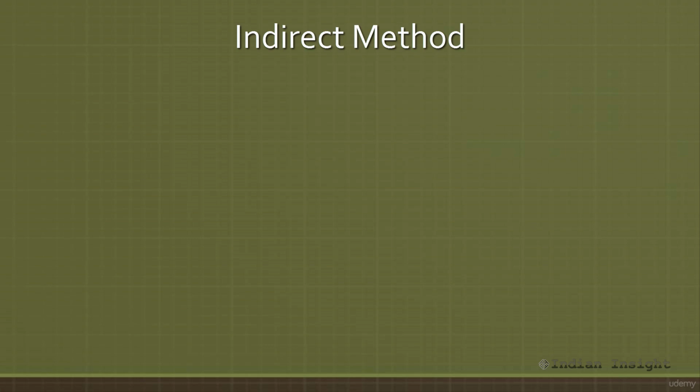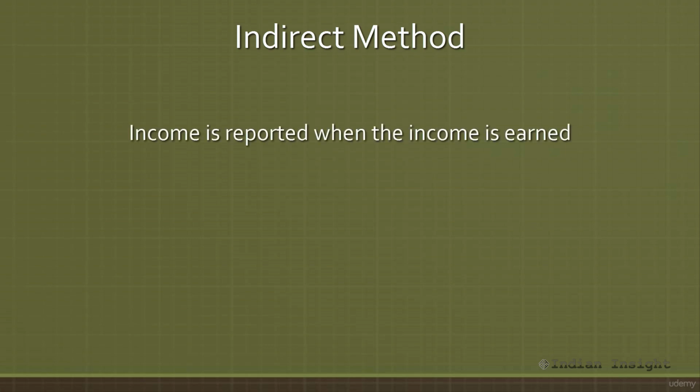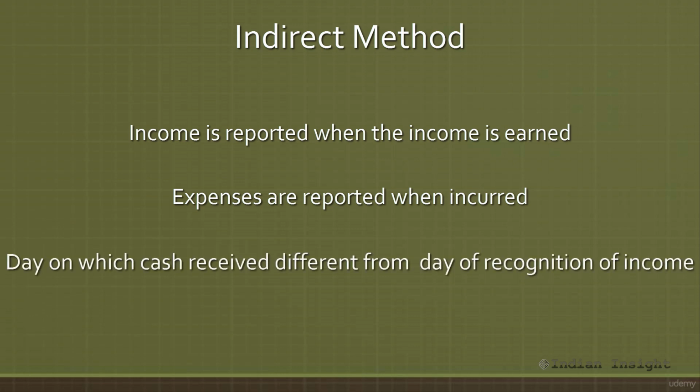On the income statement, income is reported when the income is earned and not necessarily when cash is received. Similarly, expenses are reported when incurred and not when actual payment is made. So for example, if you made a sale to a customer and delivered the goods, then you would recognize this income as part of your income statement, but the customer may not immediately make payment to you. So the date on which the cash is received for this sale may be different from the date on which you recognize the income on your income statement.